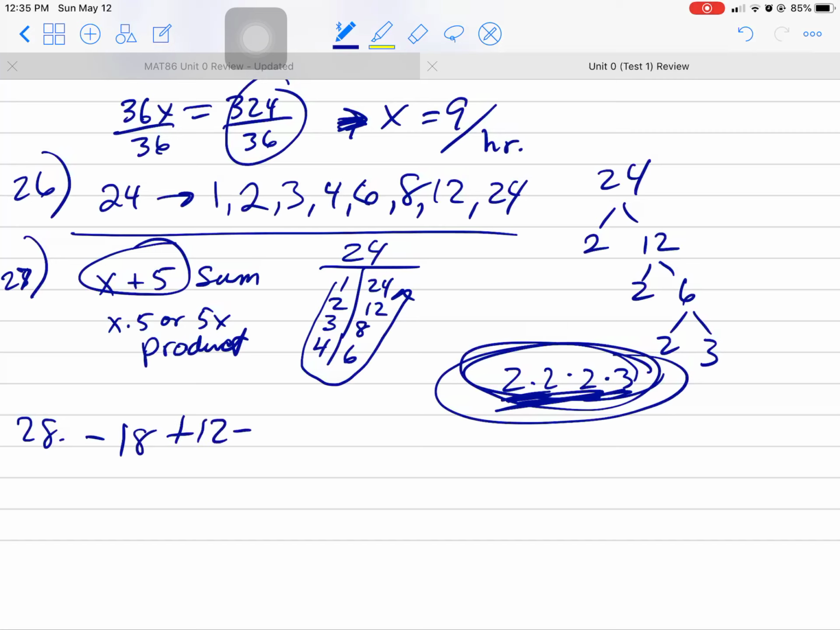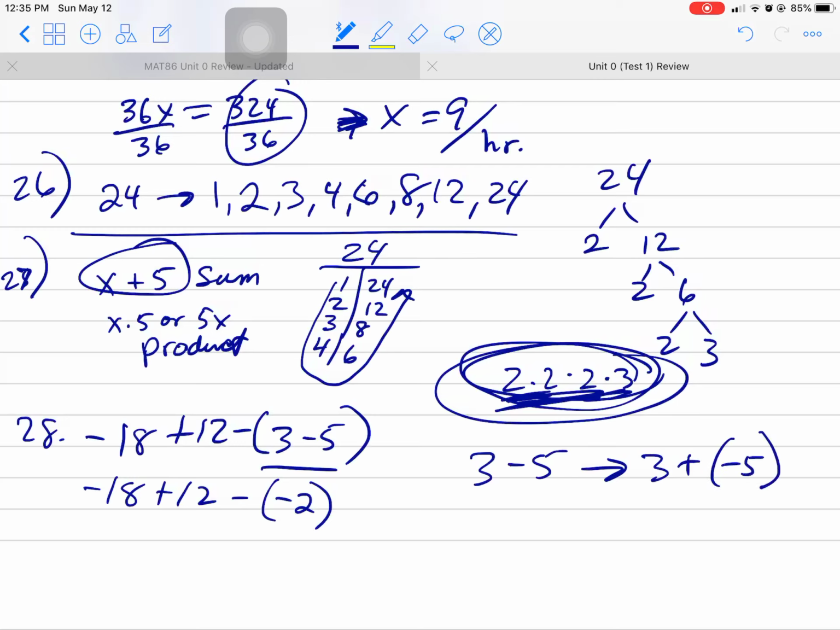Negative 18 plus 12 minus 3 minus 5. Orders of operation. Don't touch that. Don't touch that. This is going to be a negative 2, right? 3 minus 5 is the same thing as 3 plus a negative 5. However you want to think about it, your answer is negative 2. I think your book says if you have a positive and a negative, and the negative one's bigger, your answer has a negative sign in front. Okay? So if you have a negative negative 2, I tell people to make one big plus, because a negative negative is a positive. So negative 18 plus 12, negative 1 times a negative 2 is a positive 2. So that's going to be 14, and that's a negative 4. Okay?